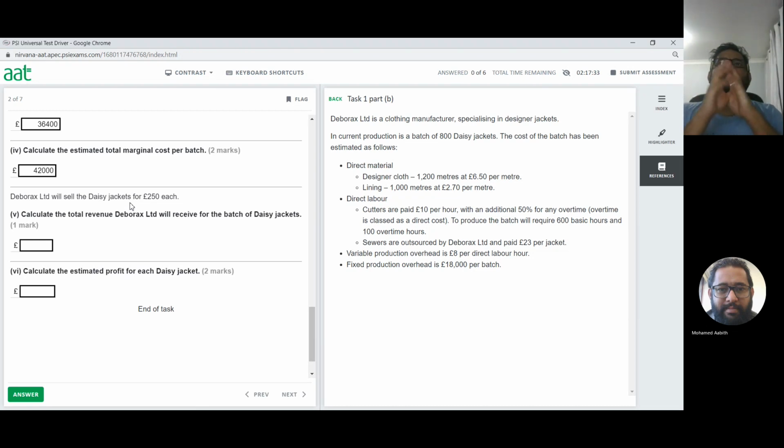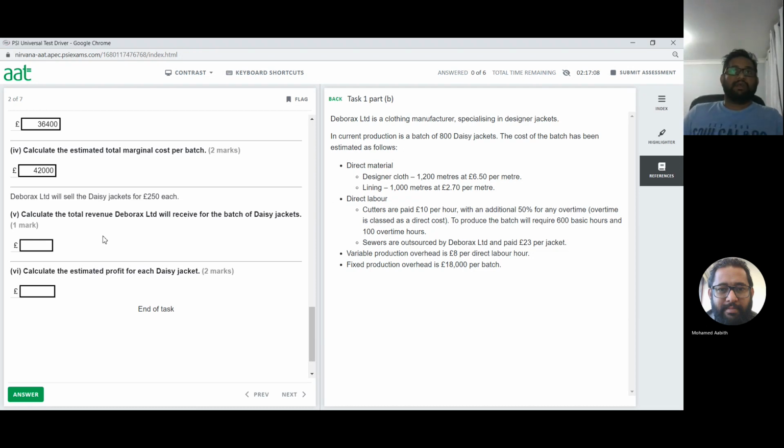Debrax Limited will sell the Daisy jackets for £250 each. Calculate the total revenue Debrax will receive for the batch of Daisy jackets. So it's straightforward. 250 multiplied by 600, and that should give you, oh, hold on, 800, isn't it? Not 600, it's 800.